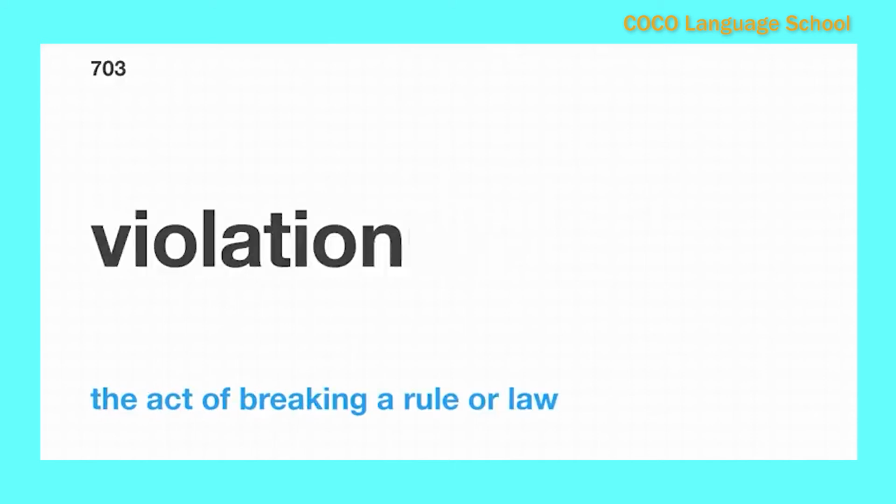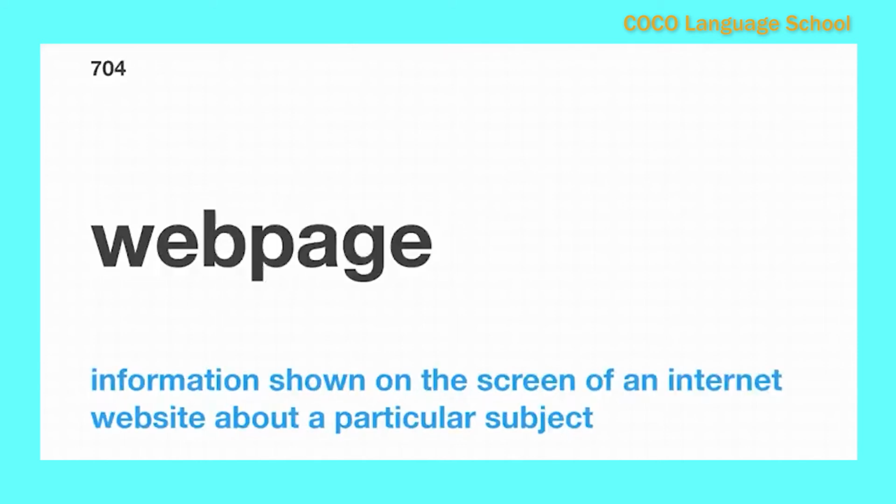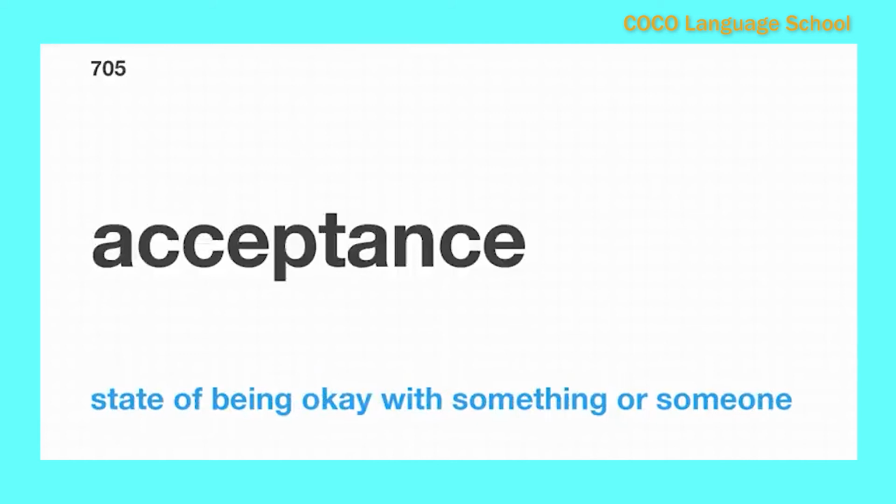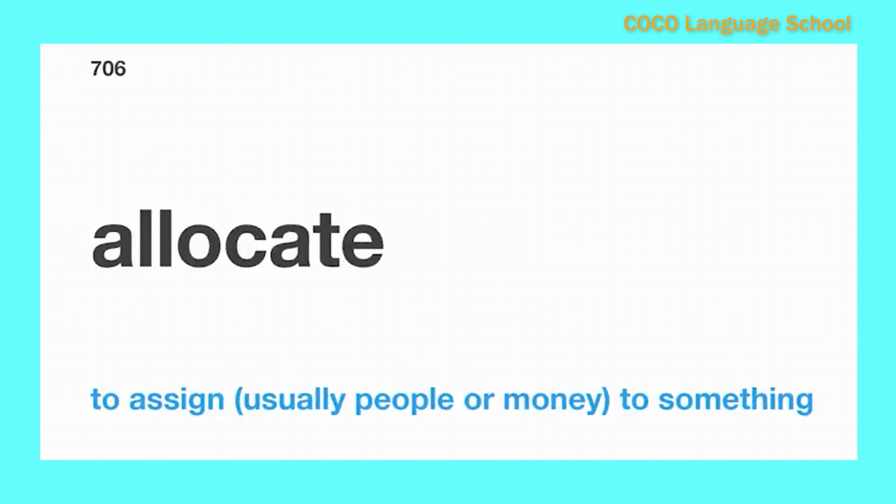The act of breaking a rule or law. Violation. Information shown on the screen of an internet website about a particular subject. Web page. State of being okay with something or someone. Acceptance. To assign, usually people or money, to something. Allocate.